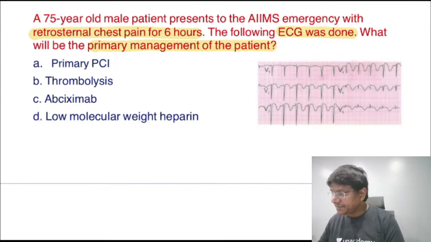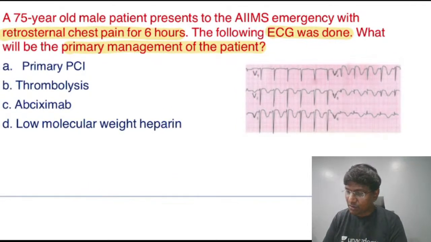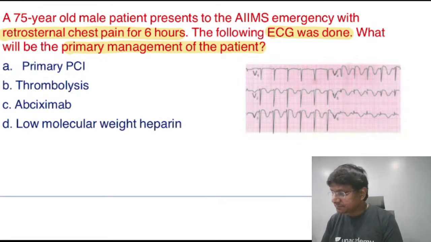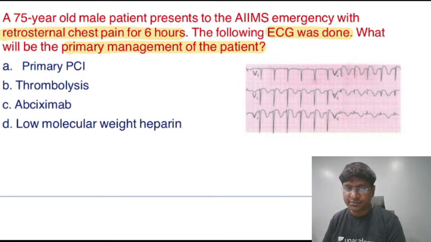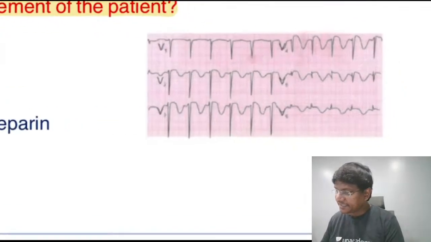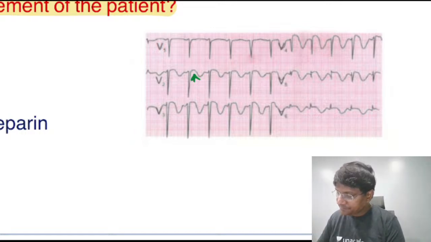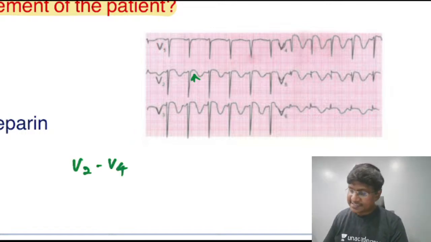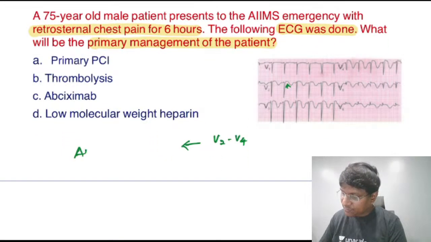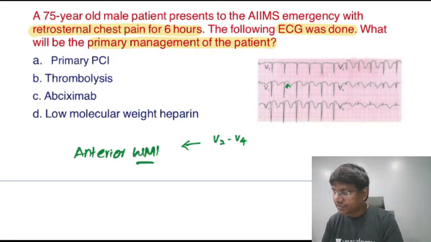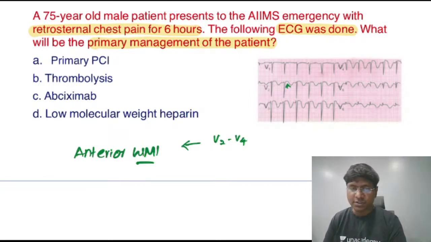So you should be able to identify what exactly this ECG is suggestive of. Now this patient is having ST segment elevation and inverted T wave from V2 to V4. That is suggestive of the development of anterior wall MI, and the patient has presented to the AIIMS emergency within 6 hours. So within 6 hours, what would be the ideal management for revascularization? That would be the primary PCI. That is the best method of revascularization.